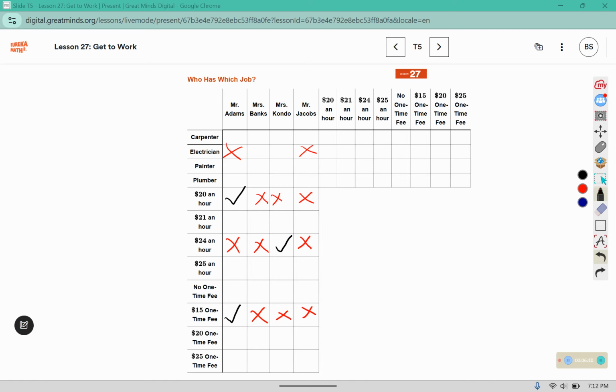Clue 4, the electrician charges a $25 hourly rate and no one-time fee. Well, the electrician could be Mrs. Banks or Mrs. Kondo. But if they charge a $25 hourly rate, it can't be Mrs. Kondo. So that would mean Mrs. Banks is the electrician, and the electrician charges an hourly rate of $25 and no one-time fee.